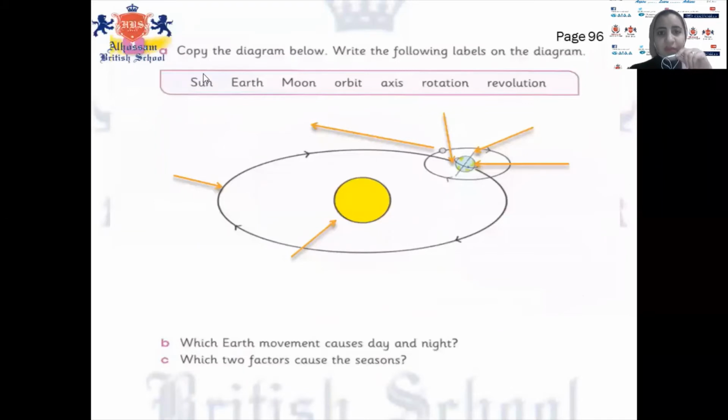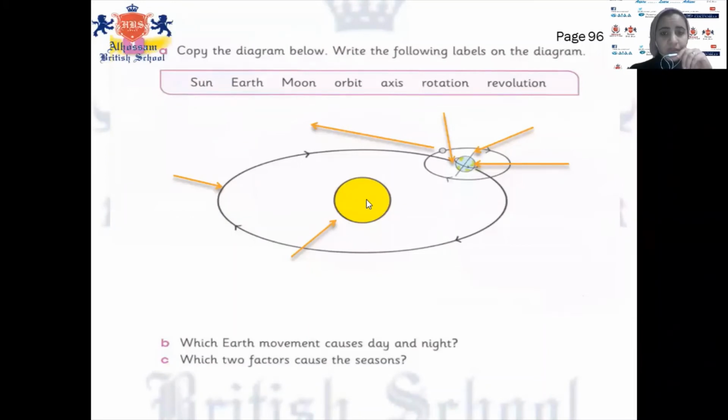Okay, copy the diagram below, and write the following terms in the diagram: sun, earth, moon, orbit, axis, rotation, revolution. Ahmed Wissam? Yes, Ahmed, answer. Where is the sun? In the circle. Okay, this is the sun.